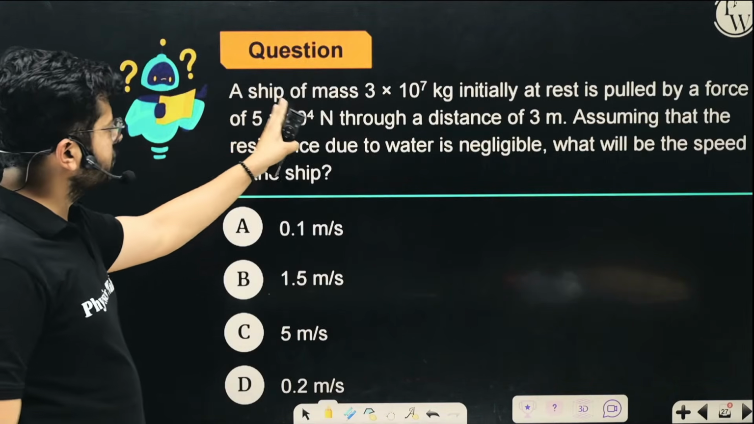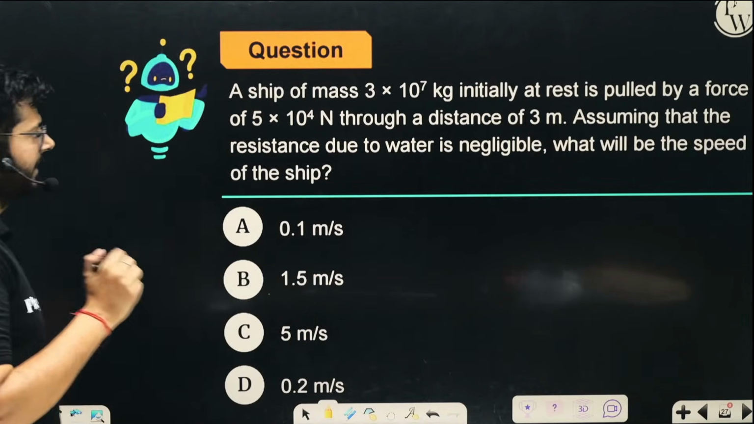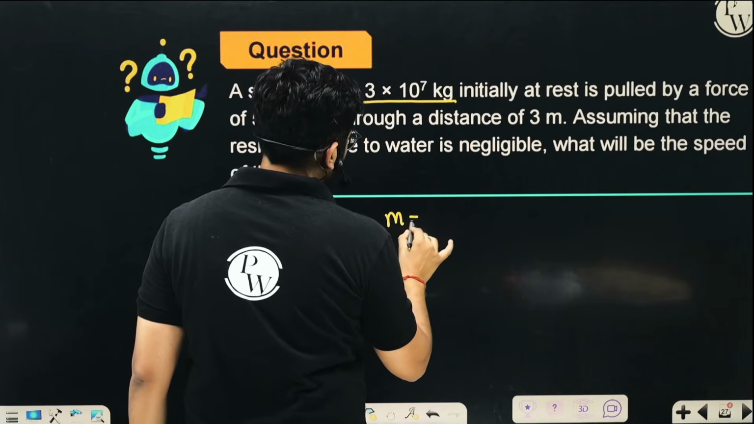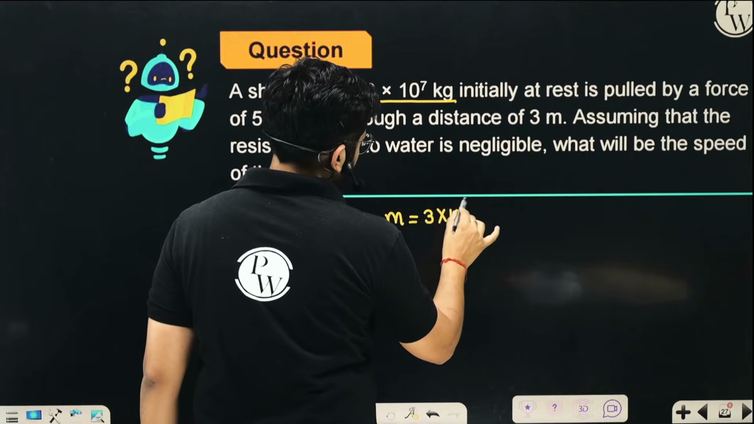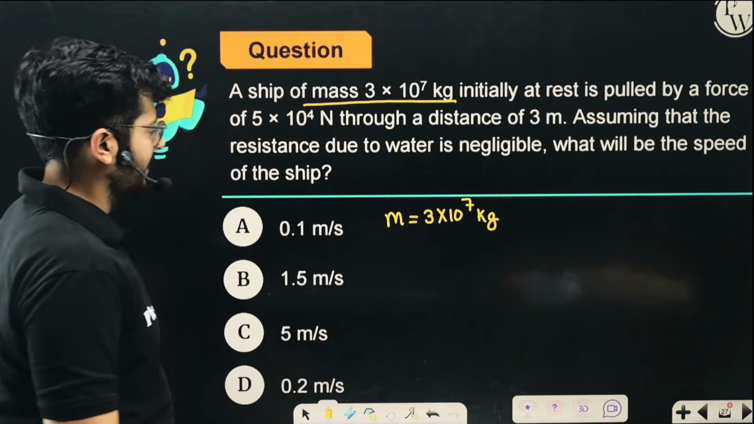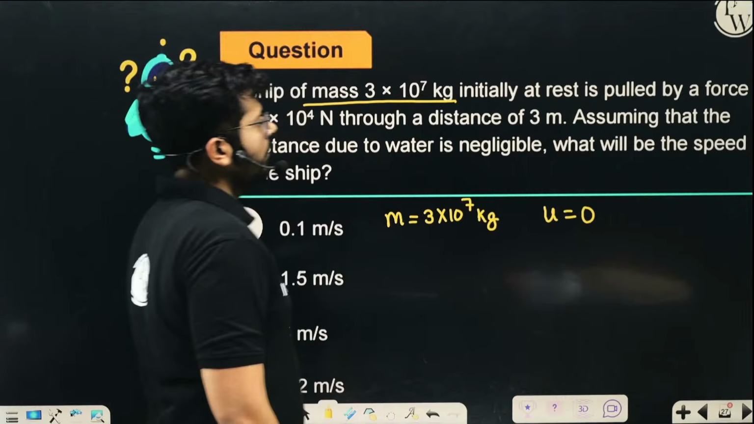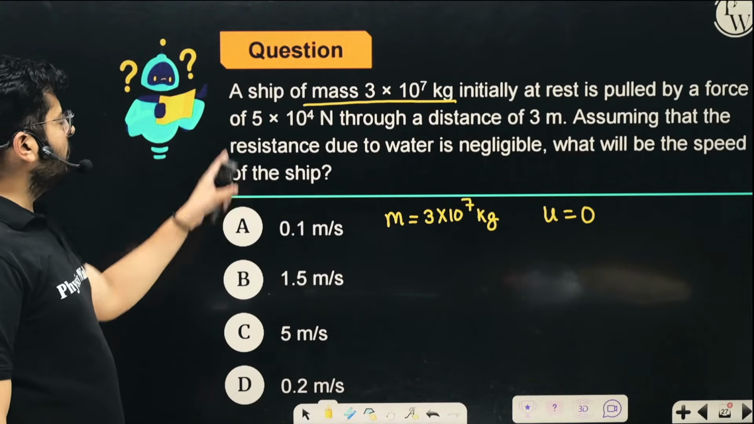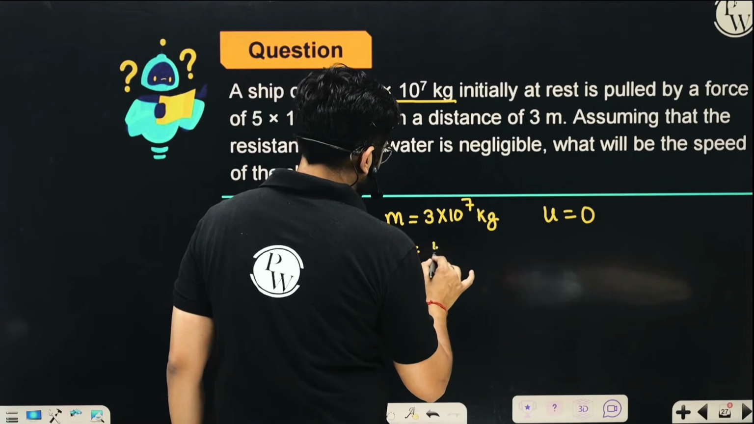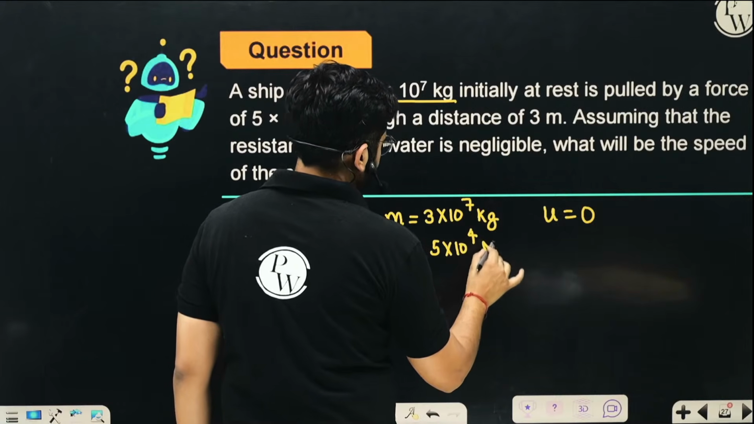Look at this question. A ship of mass 3 into 10 to the power 7 kilograms, initially at rest, is pulled by a force. So initially the ship was at rest, so the initial velocity of the ship was 0. It is being pulled by 5 into 10 to the power 4 newtons, right?